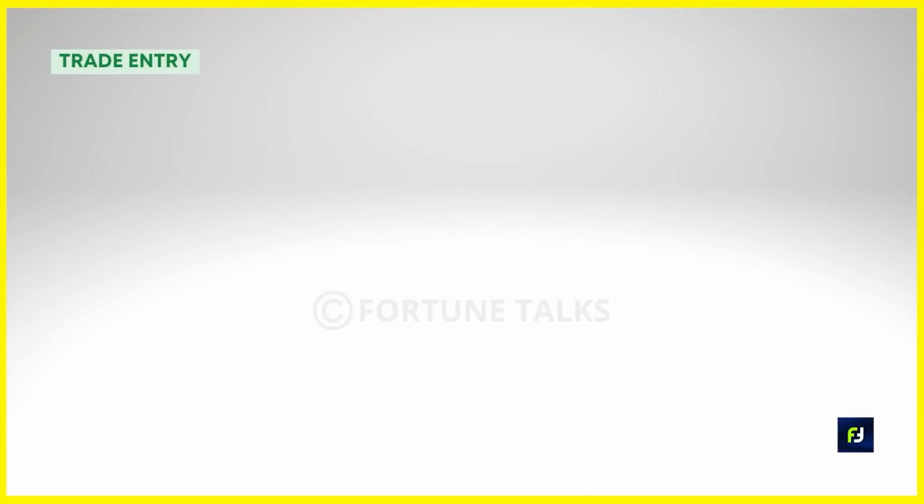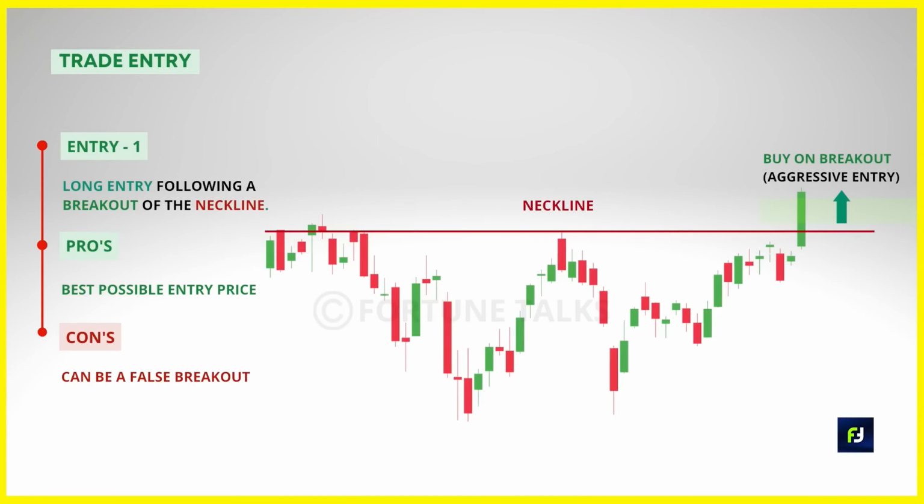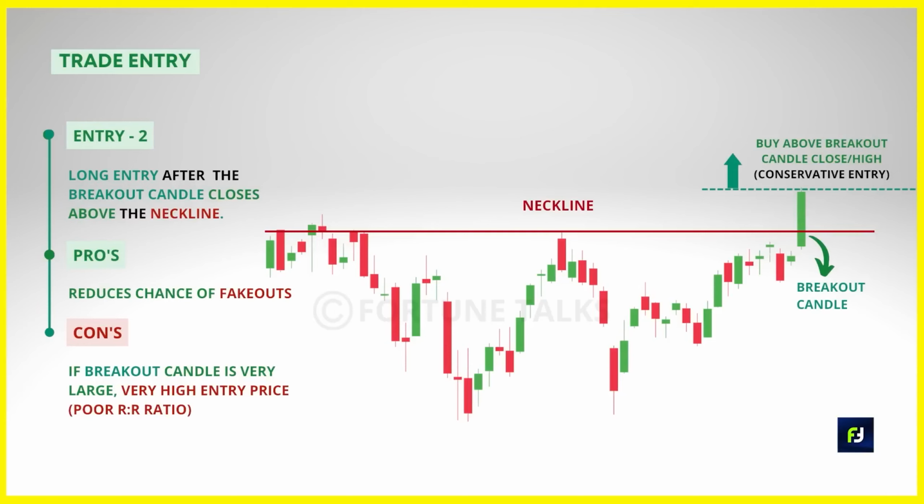Moving on to the entry criteria for trading. So an aggressive entry is when the price breaks above the neckline or resistance. The idea is to either enter a long position on the breakout, which can often cause the false breakout problem, or you can wait for the breakout candle to close above the neckline and then take a long entry above the close or the high price of the breakout candle. The advantage of this technique is that you'll be able to enter into the trade early and might even get the best possible entry price, but the drawback is that the breakout candle could be too large, or even the price could reverse and give a false breakout and hit your stop loss.